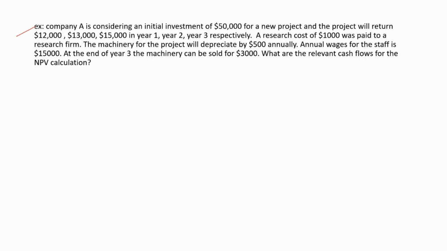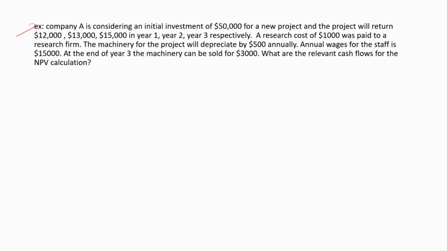Let's do this example so you can understand what we have learned so far. Company A is considering an initial investment of 50,000 for a new project, and the project will return 12,000, 13,000, and 15,000 in year 1, year 2 and year 3 respectively.